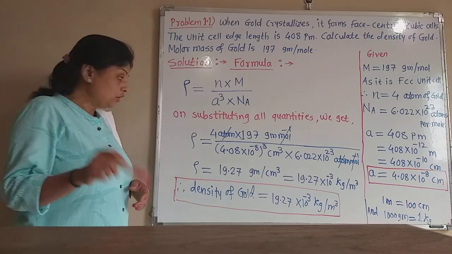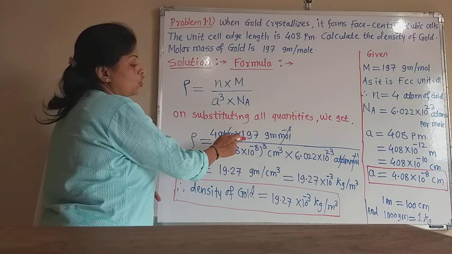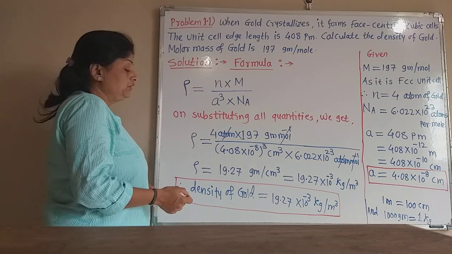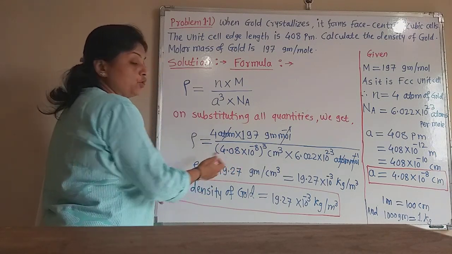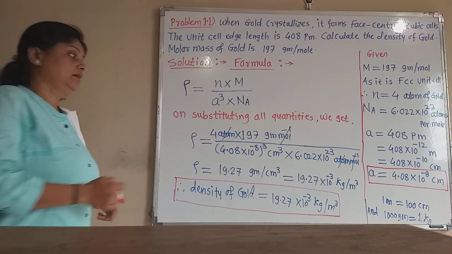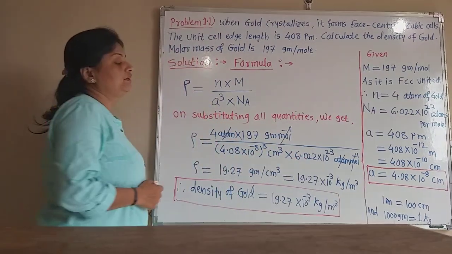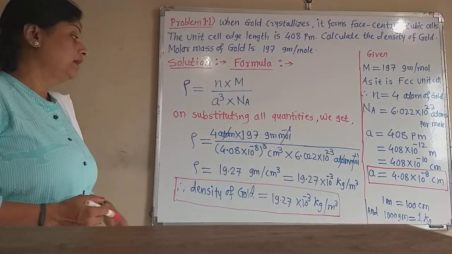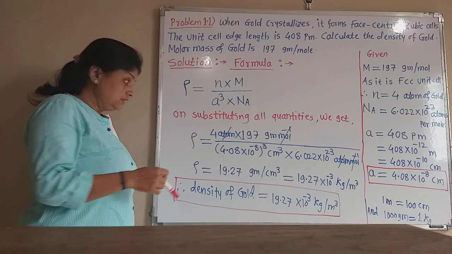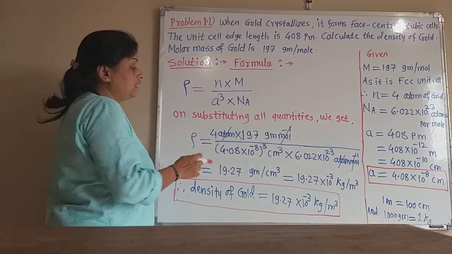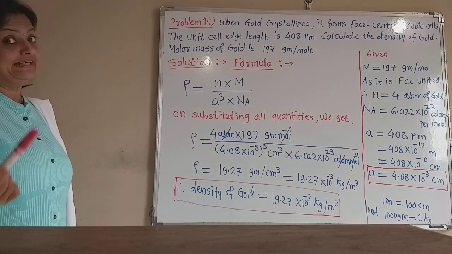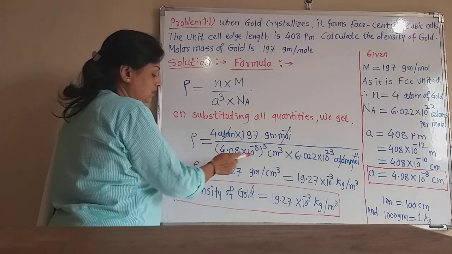Now here you have to first see the log of 4, the log of 197, then add their logs. Again you have to see the log of 4.08, and 10 raised to minus 24 this becomes, and then the log of this, 6.022, and also add the logs of these two quantities. Then subtract the addition of this logarithm from the addition of that logarithm, and then you can see the anti-log. Then the answer will come here.